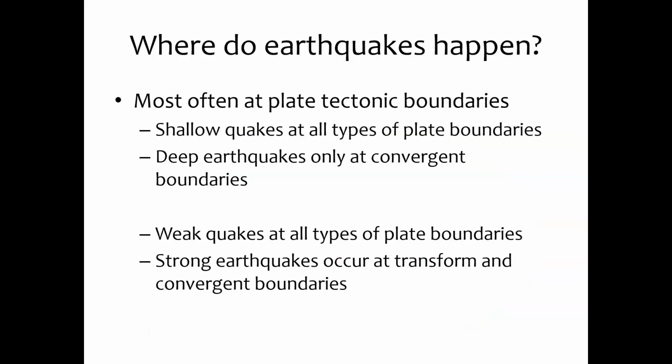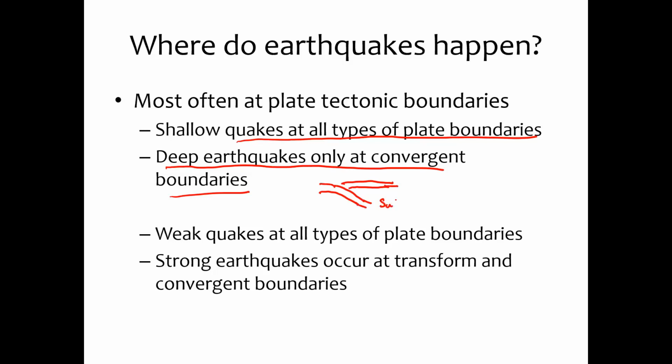So, shallow earthquakes can occur at all types of plate boundaries. Deep earthquakes only occur at convergent boundaries, especially where oceanic crust is involved, because those earthquakes can occur in the subducting slab. Subducting slab being the one that's subducting.